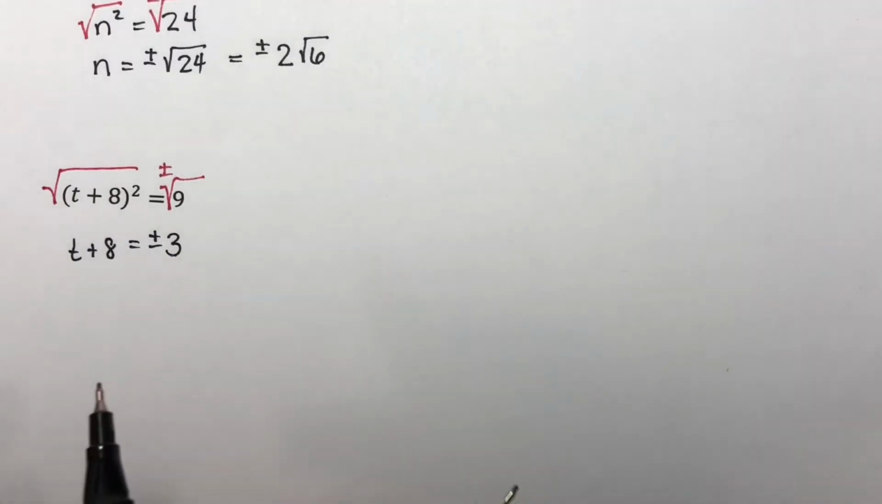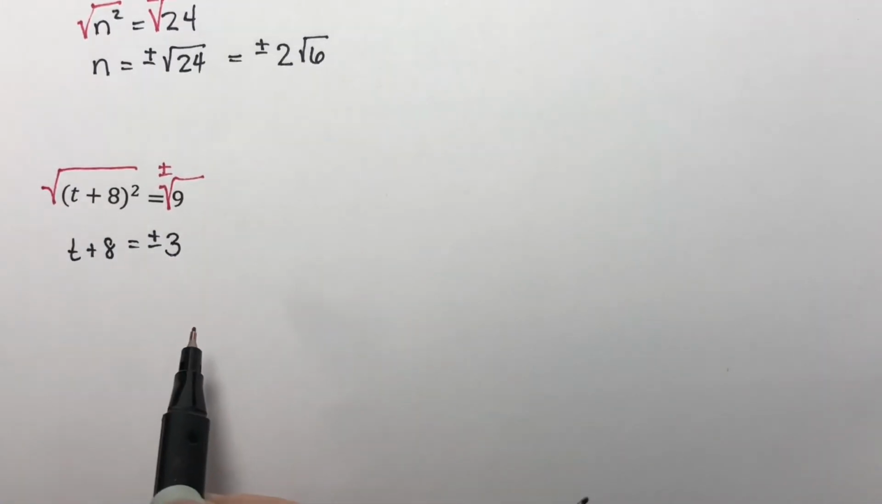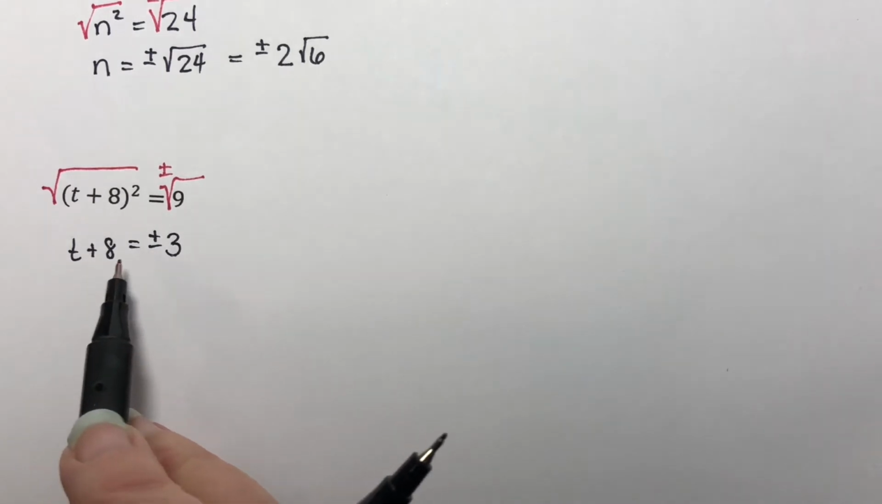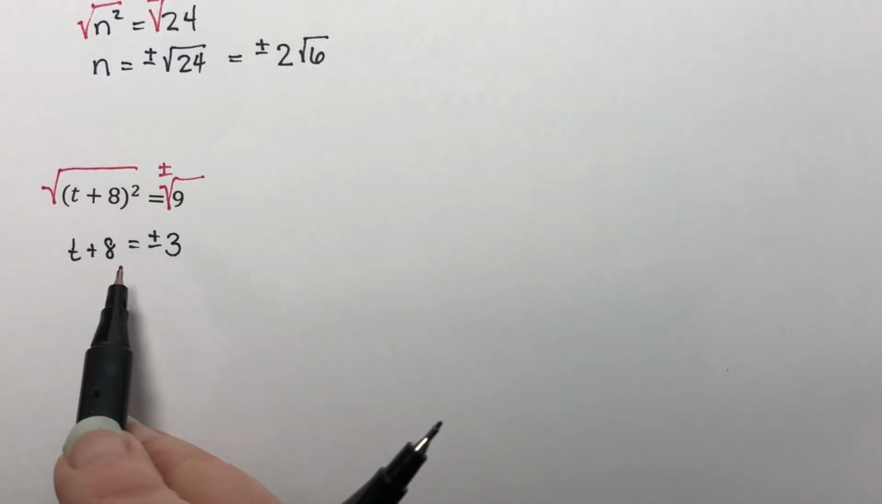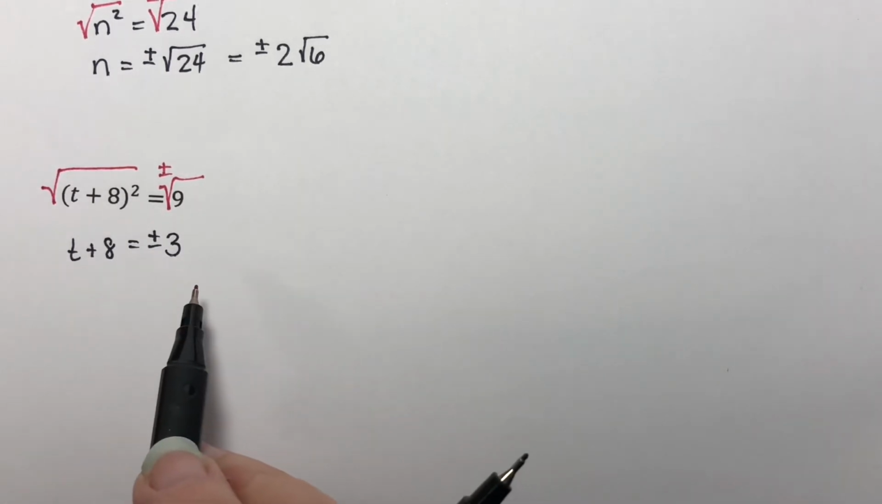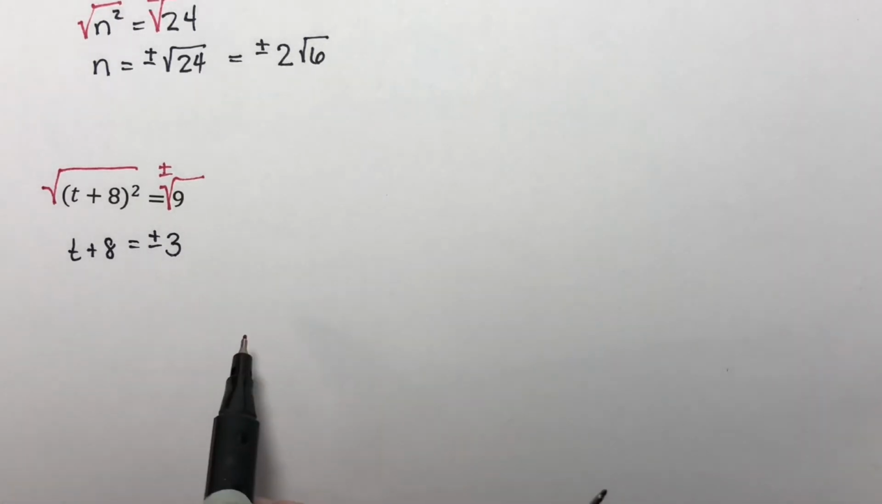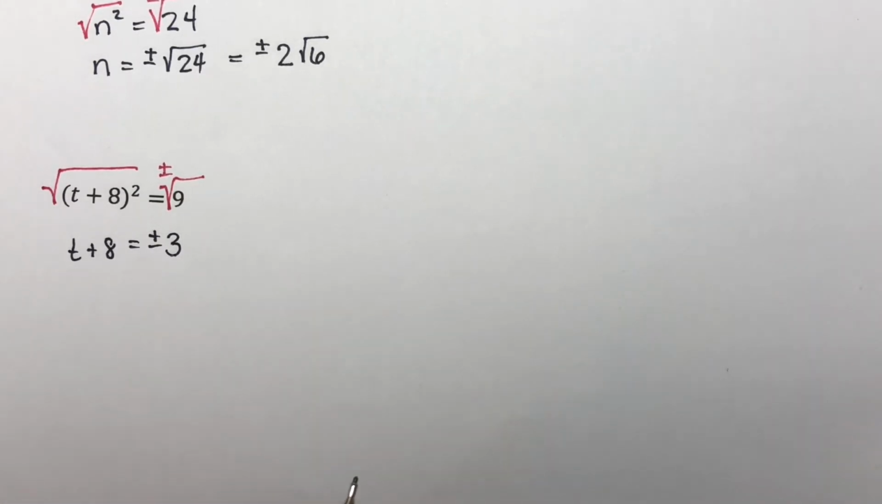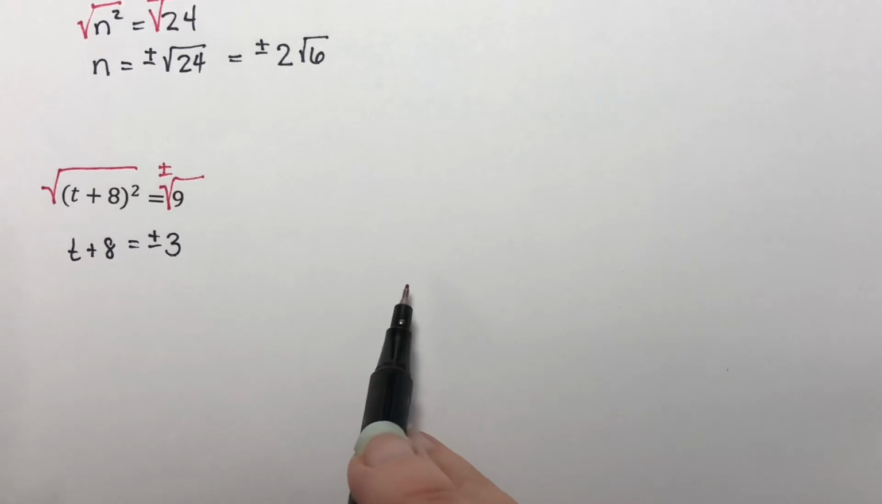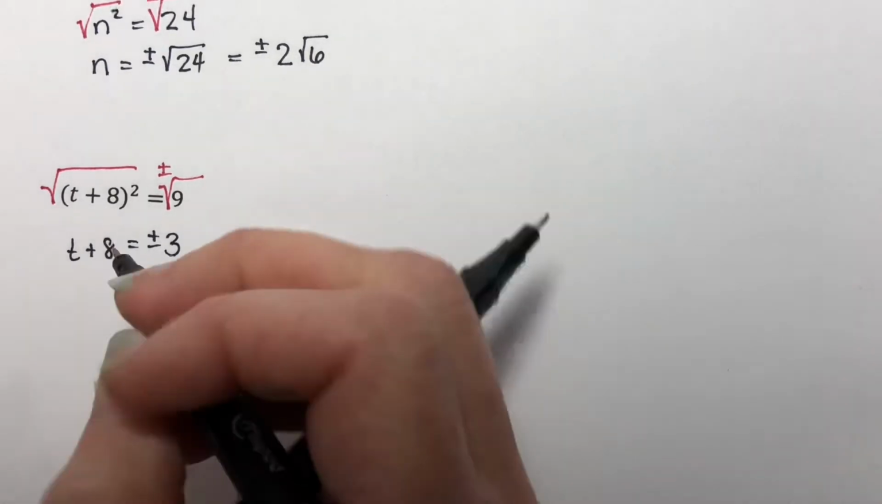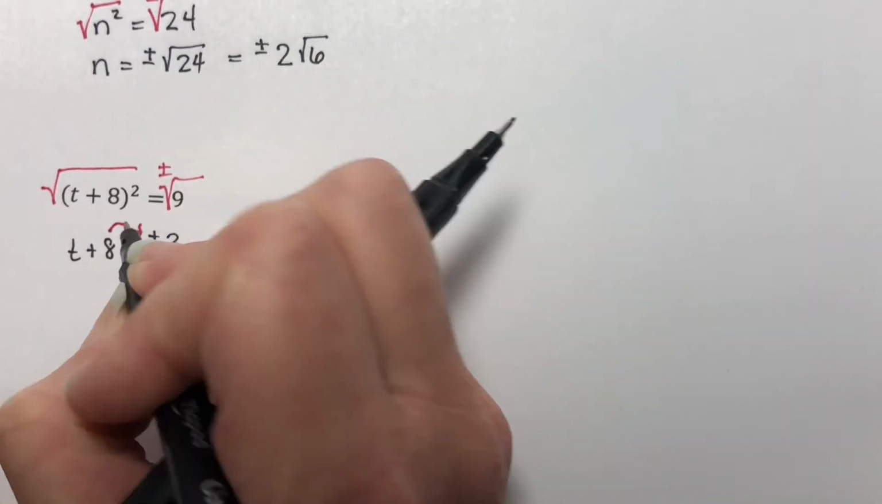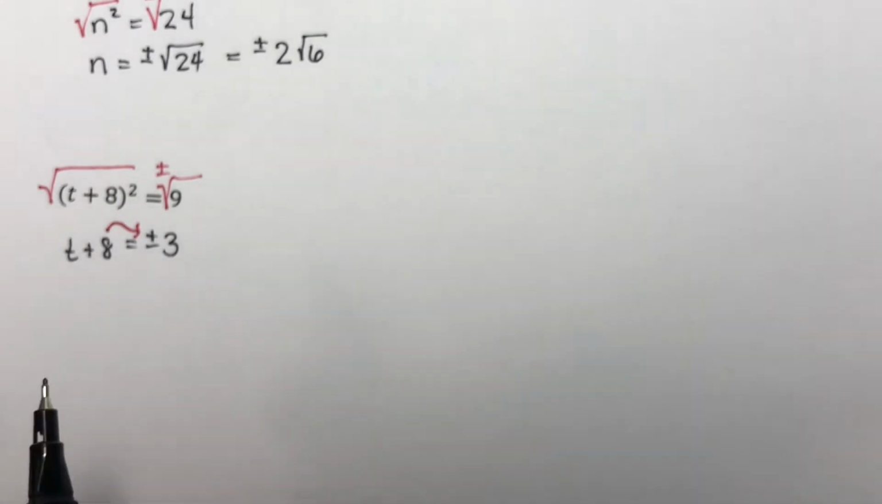Okay? Now, technically I have two equations here. I have t plus 8 equal to negative 3, and I have t plus 8 equal to positive 3. You can do more algebra and then just work the arithmetic at the very end. If I split this up into two problems, I would have to move the 8 over to this side in both of them. So let's go ahead and do that.